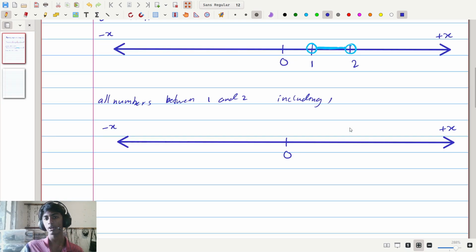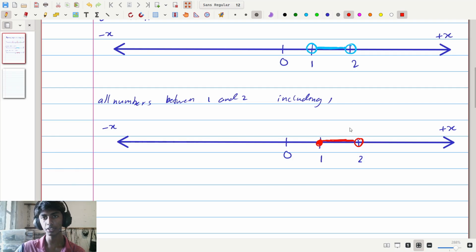Recall the dot is how we indicate inclusiveness. So here, if I write 1 here and 2 over here, this time because I want 1 to be included, 1 needs to have a dot around it. So 1 has a dot, but 2 is not included, so 2 has a hole around it. Because we want all the numbers between 1 and 2, all the numbers in between also need to be highlighted, so we need a shaded line between 1 and 2. This is how we would represent all the numbers between 1 and 2 including 1.